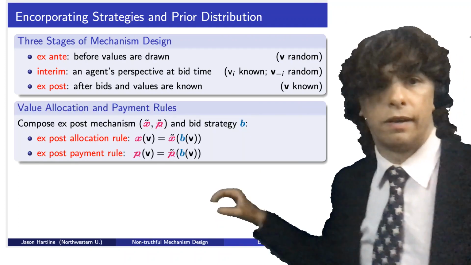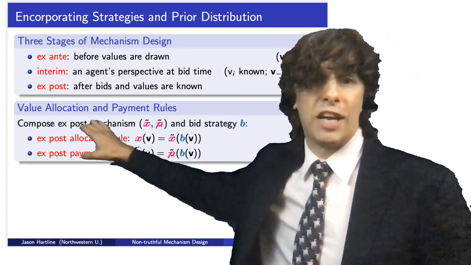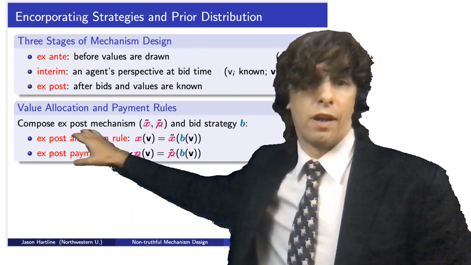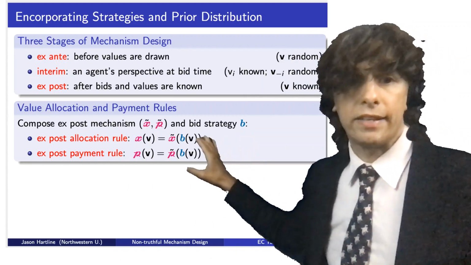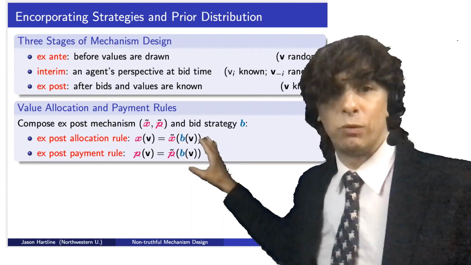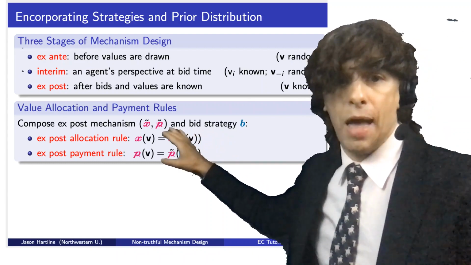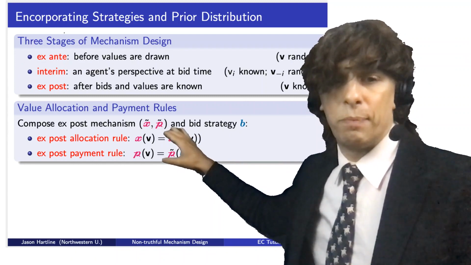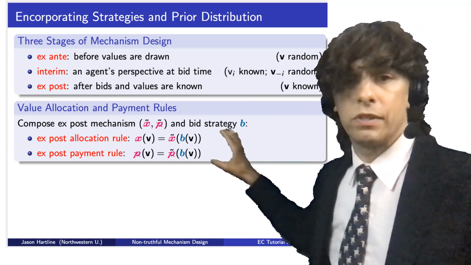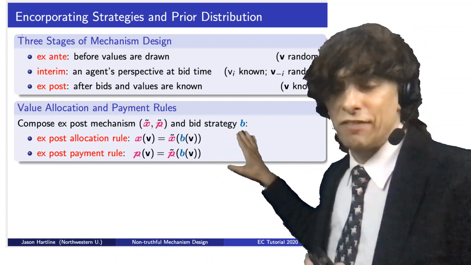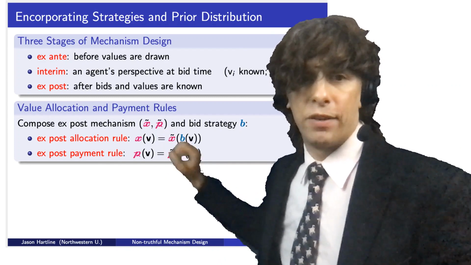Great. With this in mind, it'll be useful to compose the bid allocation and bid payment rules ex post with a strategy profile of the agents, which maps the agents' values to their bids, to write ex post value allocation and payment rules in value space. So a mechanism is given by, again, a mapping from bids to allocations and a mapping from bids to payments. We're going to translate those mappings from bids to outcomes using the strategy profile b, which maps each agent's value to a bid, to define ex post allocation and payment rules in value space.